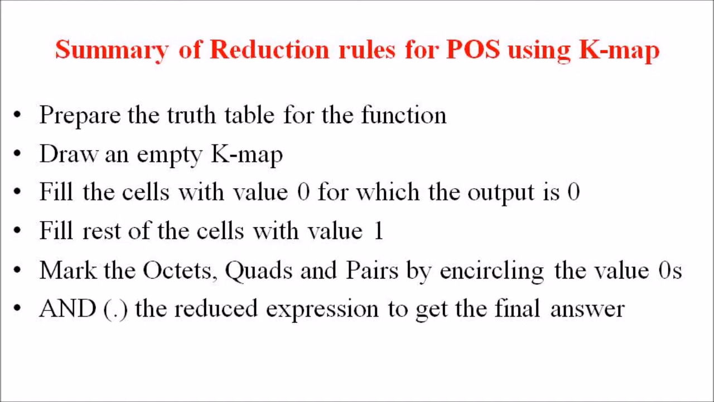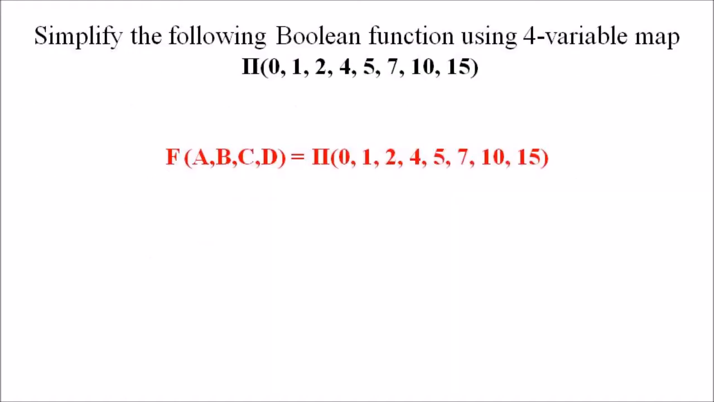So my dear students, our question is: simplify the following Boolean function using a K-map, Pi of 0, 1, 2, 4, 5, 7, 10, and 15. Here, the set of variables is not given, and while analyzing the maxterm representation, we can see that it is in between 0 and 16. That is, we have to use 4 variables, and we are considering those variables as A, B, C, and D.